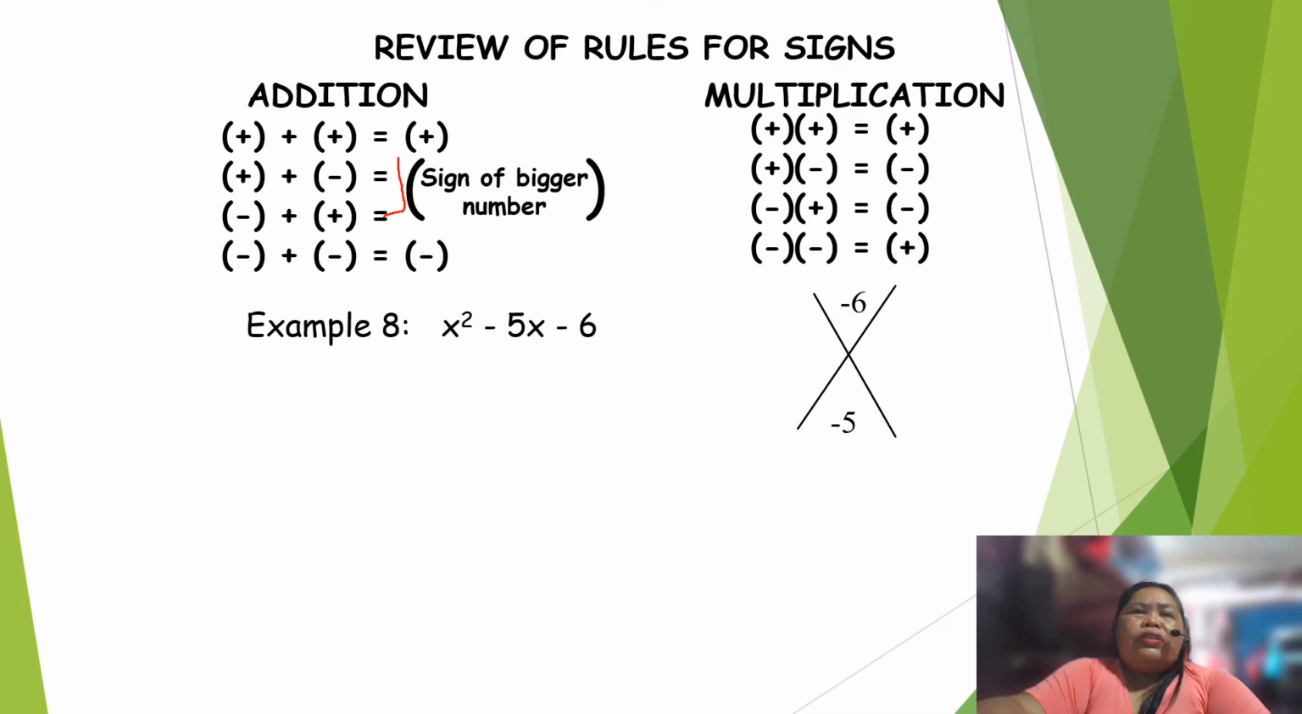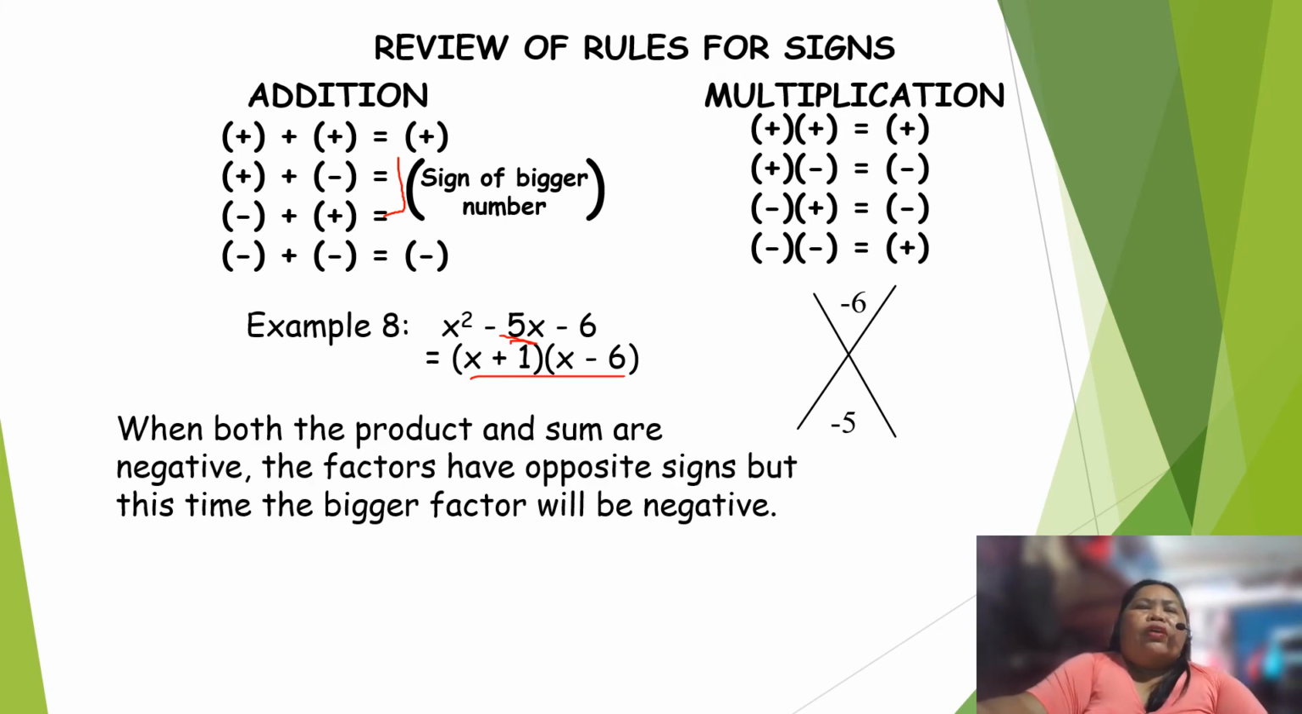For example, x squared minus 5x minus 6. Since our sum is negative 5, we get x plus 1 and x minus 6, because negative 6 plus 1 is negative 5. That's it. So when the product is negative and the sum is negative, the factors have opposite signs, but this time the bigger factor will be negative.